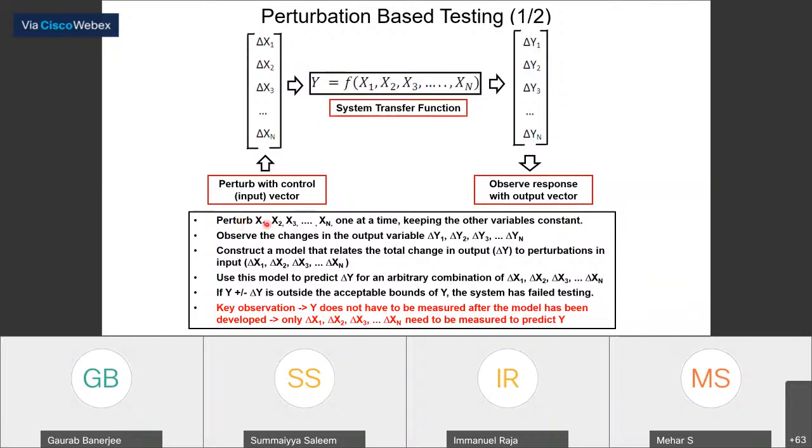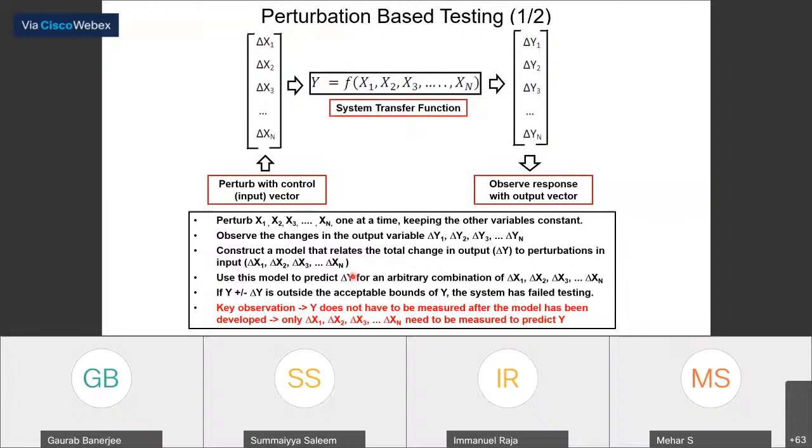Now if you keep perturbing these and keep looking at the output variable changes, represented by delta y1, delta y2, and so on, you can construct a model that relates the total change in the output to the perturbations in the input. Then you can predict what the delta y will be for an arbitrary combination of delta x1, x2, and so on. Which means that if the delta y that you get is outside the acceptable bounds, then the system has failed testing.